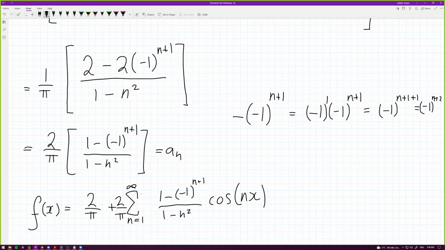Well, that's the same as -1 to the n, no? To the n plus 2. Oh, that is the same as negative. Yeah. Yes, that is the same as -1 to the n. Yes, you're right.